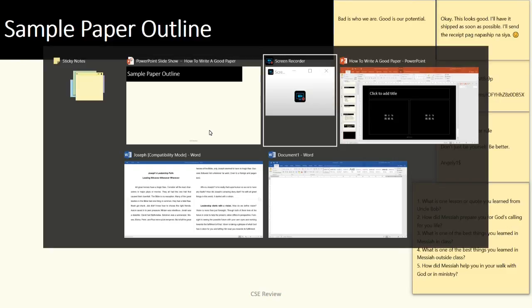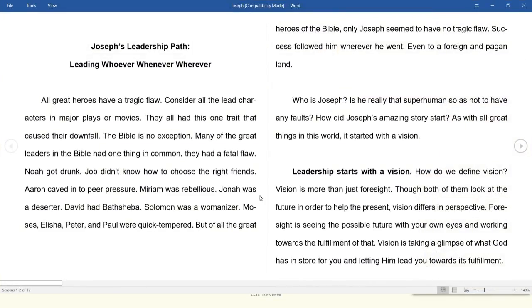Now, I'm going to give you a sample paper outline. Now, itong homework na to, di ba like I promised, I will show you yung aking papers when I was still studying, no? Now, this is a sample of a paper that I wrote when I was still in college. So, Joseph's Leadership Path. Ito yung tinitle ko sa kanya, Leading Whoever, Whenever, Wherever. Okay? Hindi humihingi ng title yung paper. Kaya lang, dahil dun sa nasulat kong points, parang naisipan ko lang, lagyan ko kaya ng title para lang mas bongga, di ba?